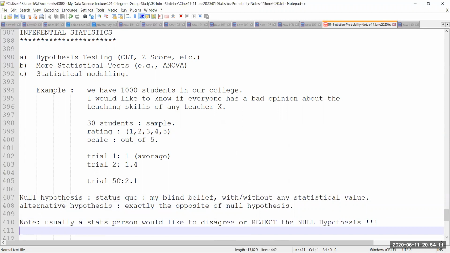Let's say in this example case, because I have selected that first kind of a range, right? So my null hypothesis is what? My status quo is the teacher is not good. Alternative hypothesis is the teacher is extremely good or he is okay, right? Most of the time, being a statistician, my ideology will be to try and prove the alternative hypothesis, but many times I'm going to fail. So I'll have to say that I accept the null hypothesis.